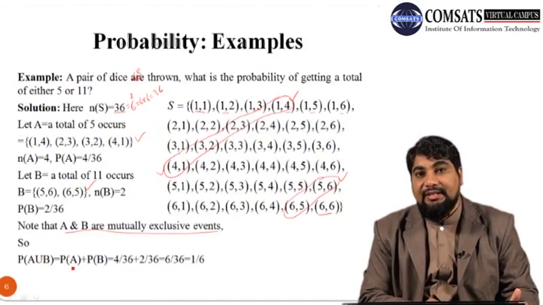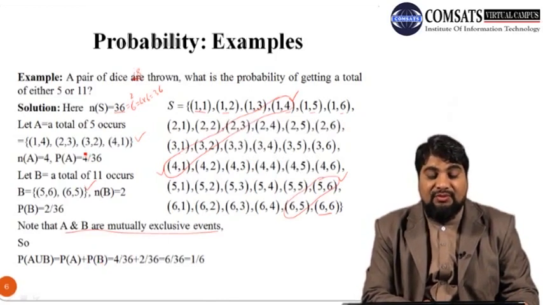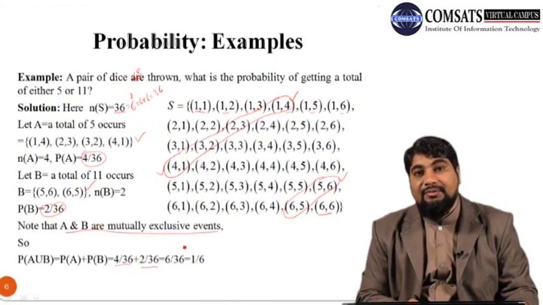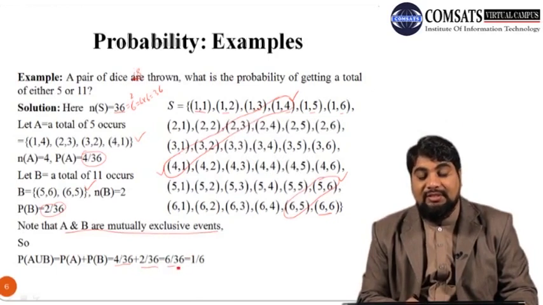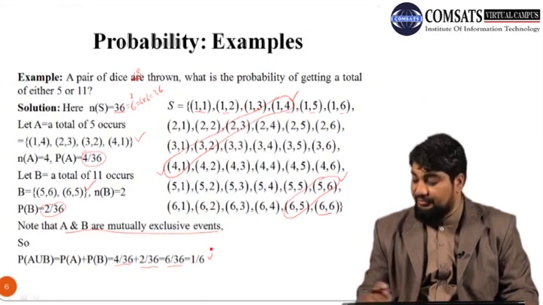So this is equal to probability of A plus probability of B. Probability of A is 4 out of 36 and B is 2 out of 36. So 4 by 36 plus 2 by 36. 36 is the LCM. 4 plus 2 is 6 over 36, which is 1 by 6.